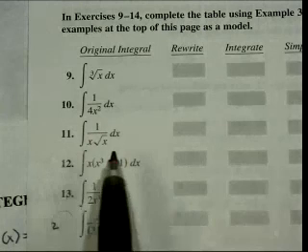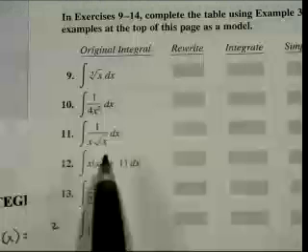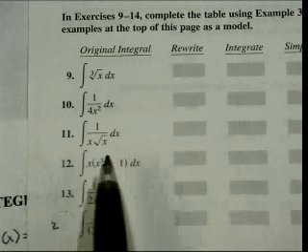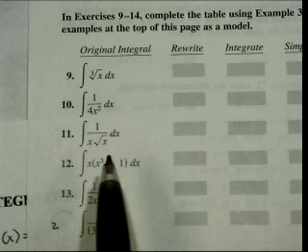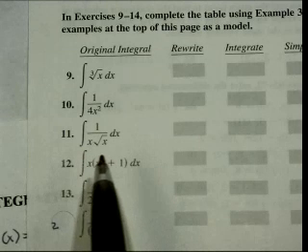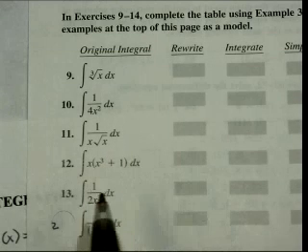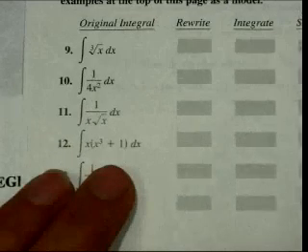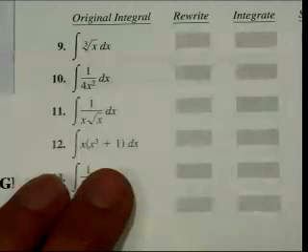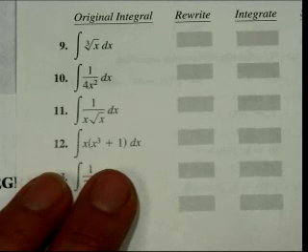Number 11, I would write that square root of x as x to the 1/2. Then when I multiplied those x's, I'd have 1 over x to the 3/2. How would I write that before I integrated? x to the negative 3/2. What do you think I should do to number 12 before I integrate? Distribute the x, because I don't want to figure out how to undo the product rule. I want to write it so that it's not a product.